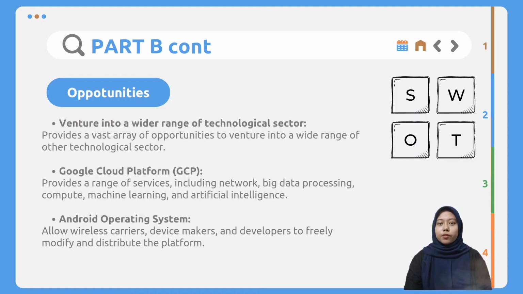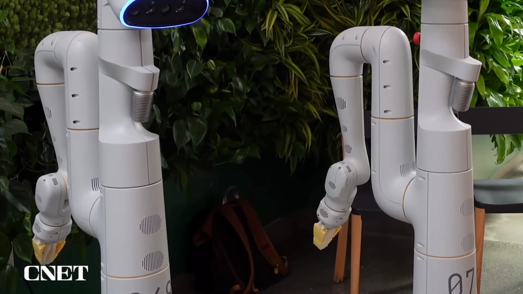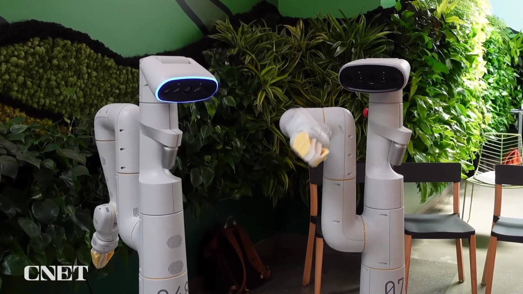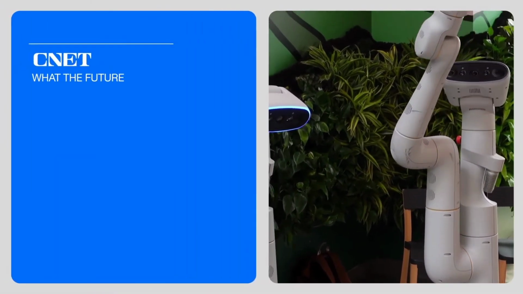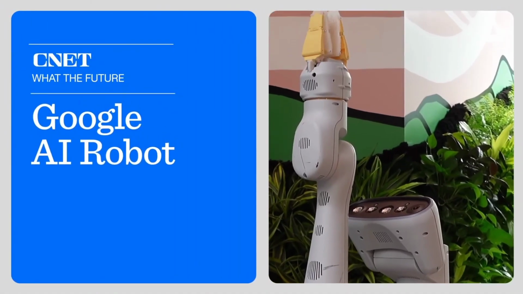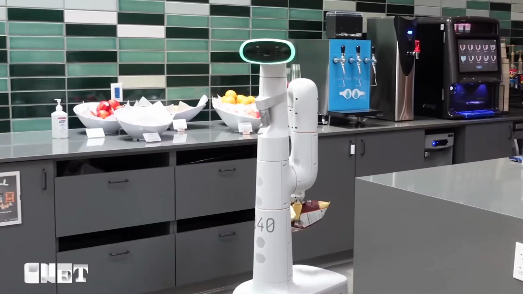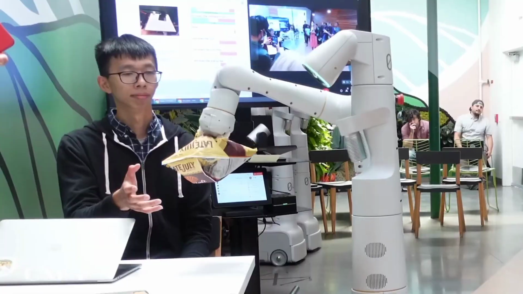So, I will continue to explain opportunities and threats in the Google SWOT analysis. For opportunities, first is venturing into a wider range of technological sectors. In correlation with the strength of Google's business model, it also provides a vast array of opportunities to venture into a wide range of other technological sectors. For example, Google has ventured into various technological sectors such as navigation, geographical location services, robotics, and others.